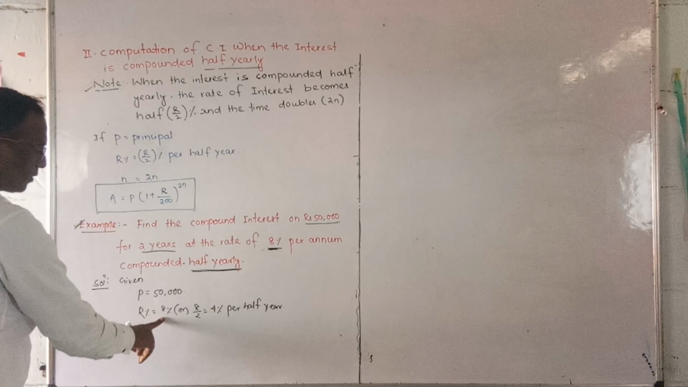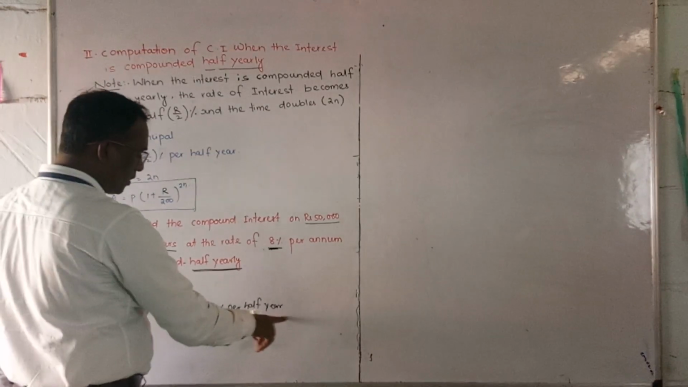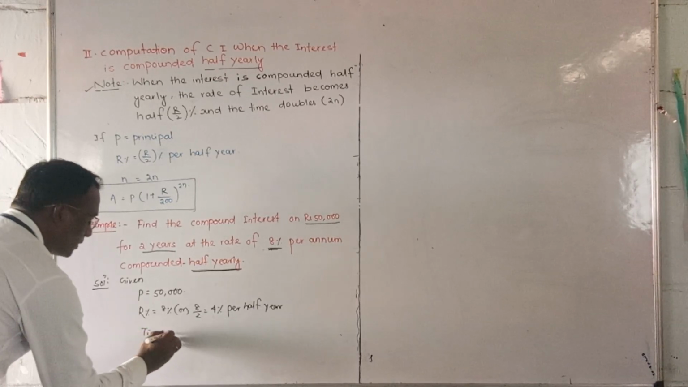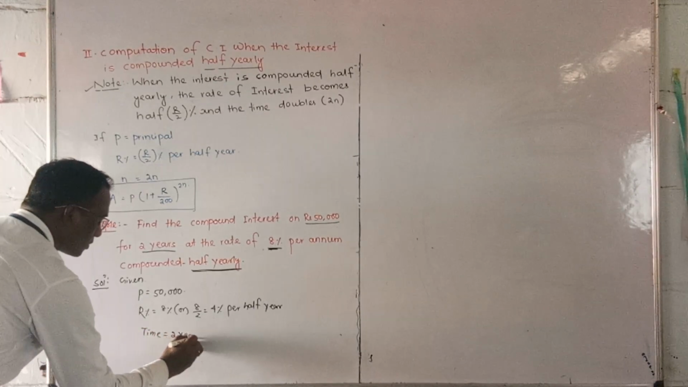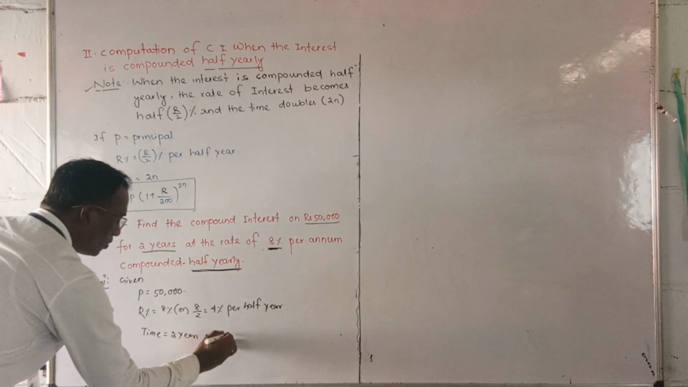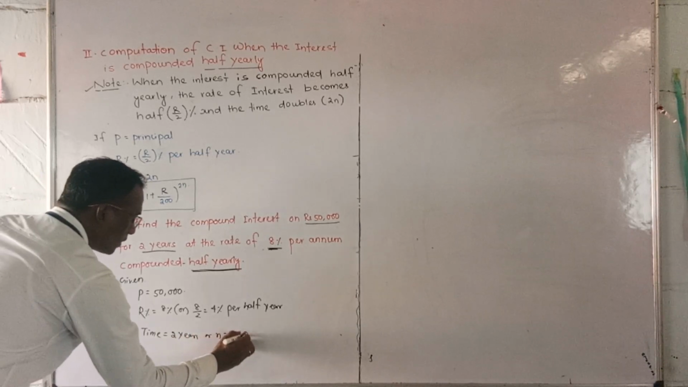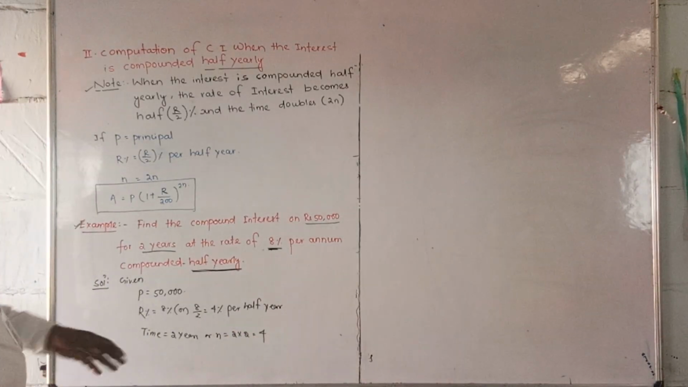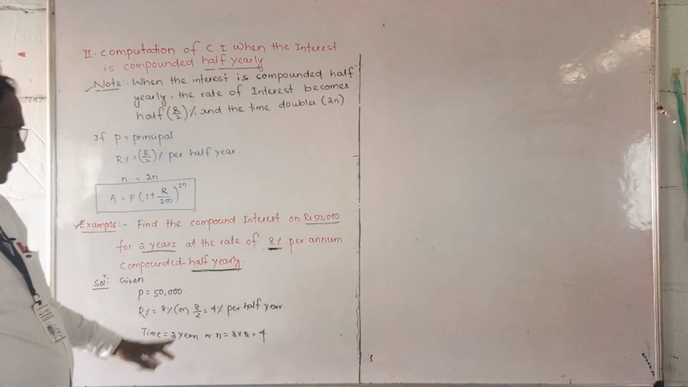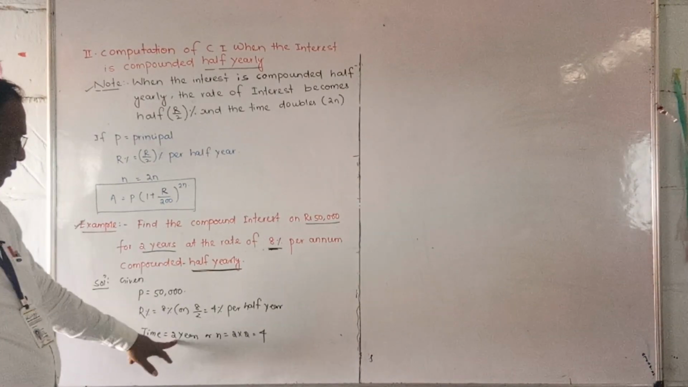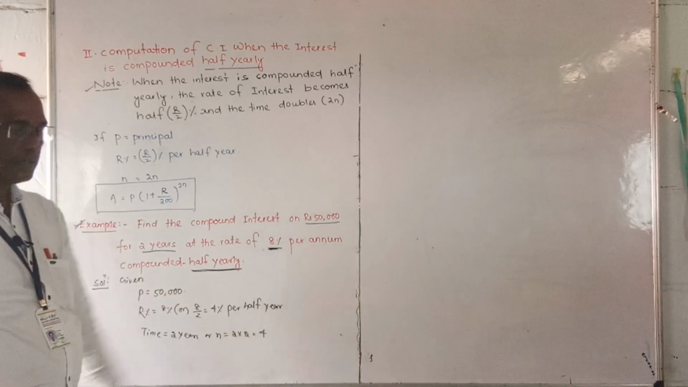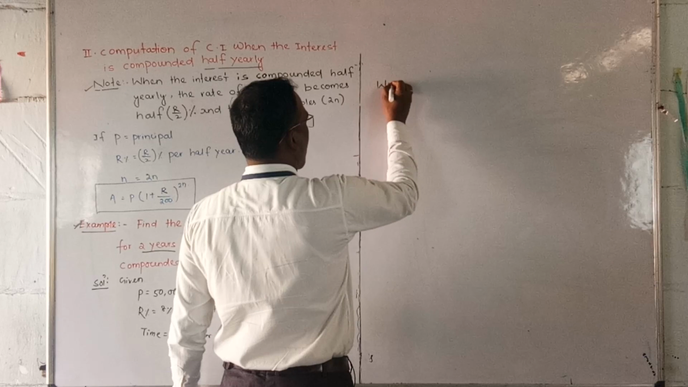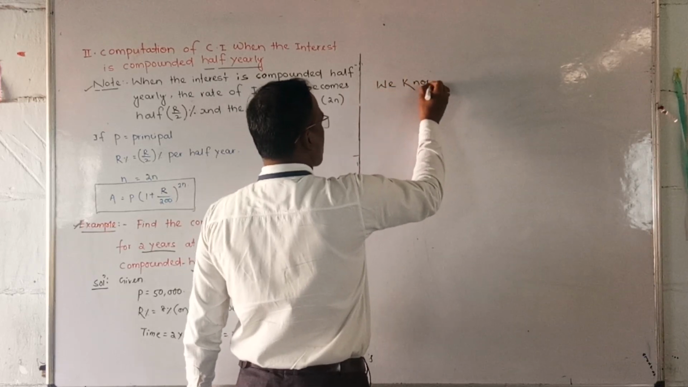Okay, so now we got the time. So that there is no confusion, I told you whenever you are finding half yearly, time will become double, so we have to write 4. Now the formula we can use. We know that amount is equal to principal into 1 plus R by 200 whole power 2n. Are you clear, students? So this is our formula.